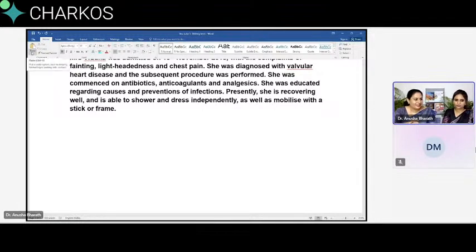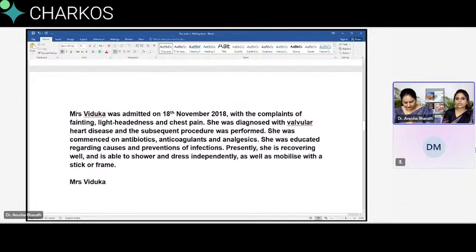So again, we'll start. Mrs. Viduka has a medical history. Also keep in mind that you will be stating the patient's name once in each paragraph. As you can see, we have addressed the patient as Mrs. Viduka in the first, the second paragraphs as well, and in the third paragraph also. After that, we'll be using the pronoun she.